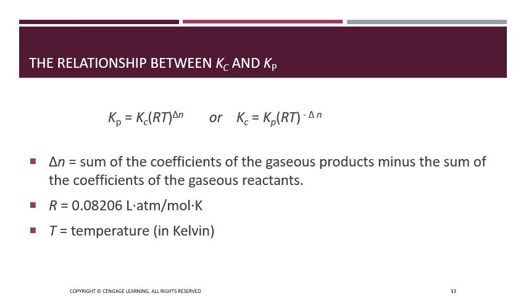For this reaction, the delta N is the sum of the coefficients of the gaseous products minus the gaseous reactants. The R value is 0.08206 or 0.0821 liter atmospheres per mole Kelvin, and then the T is your temperature in Kelvin.